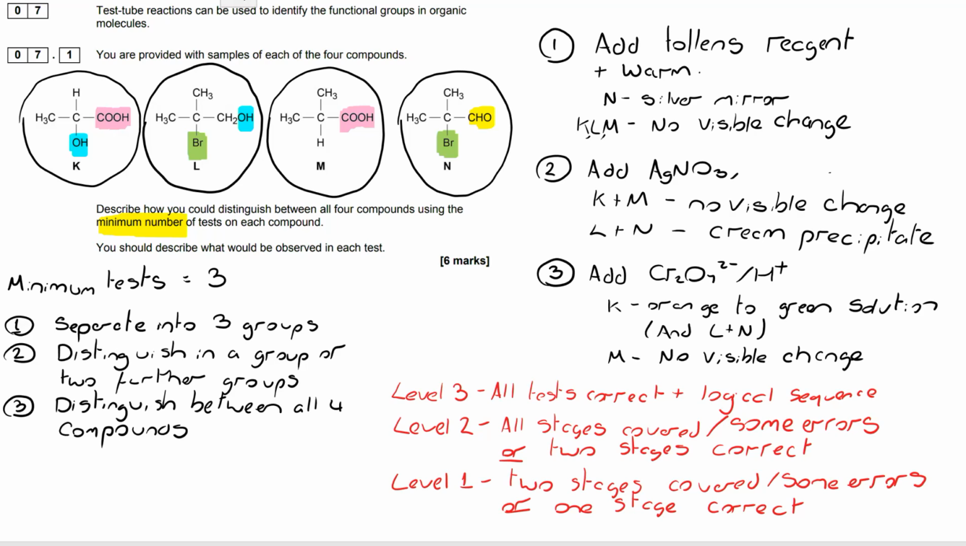So there's a lot to think about here, but if you've got the basics, if you've got those details of how we identify all of these different functional groups, all of these different components, the challenge is then simply what order do I do it in?